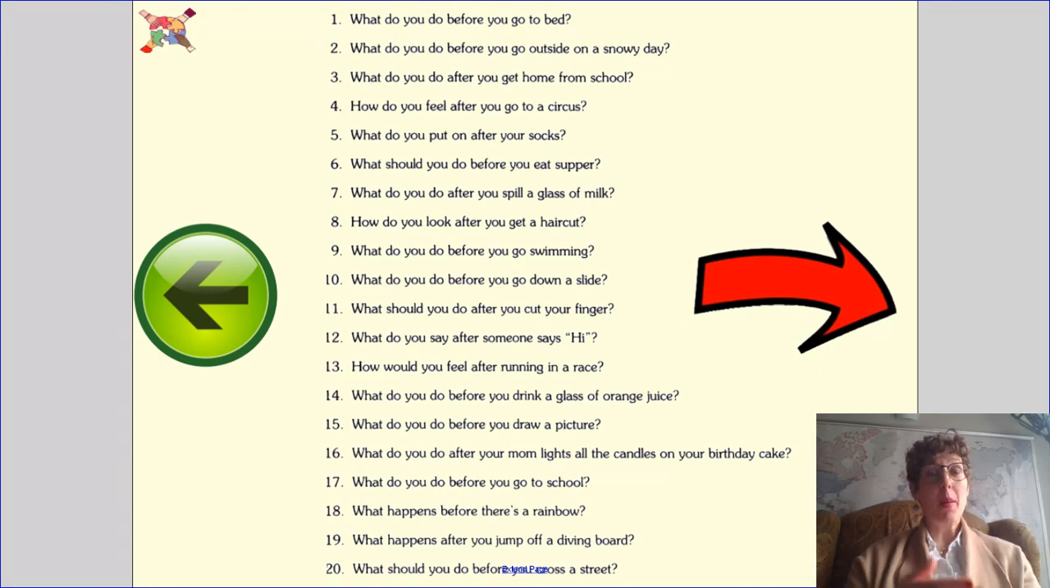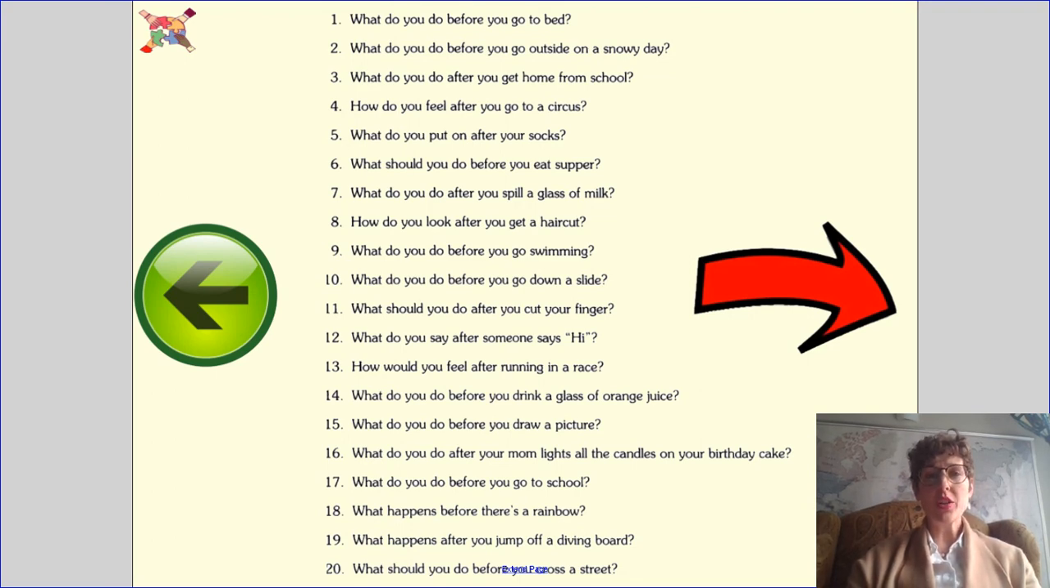What do you do before you go outside on a snowy day? I always like to put my gloves on because my hands get so cold on snowy days. Can you think about something that you like to do before you go outside on a snowy day?